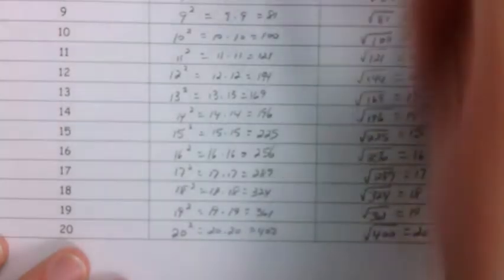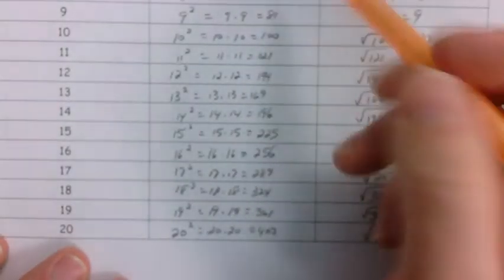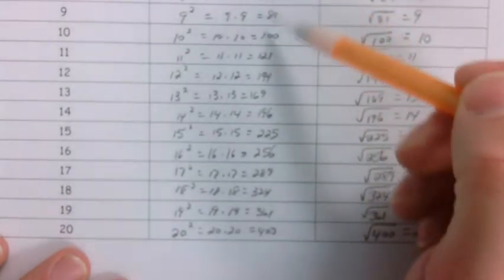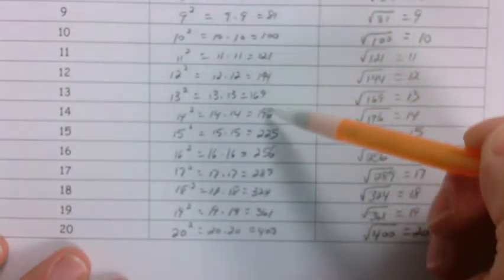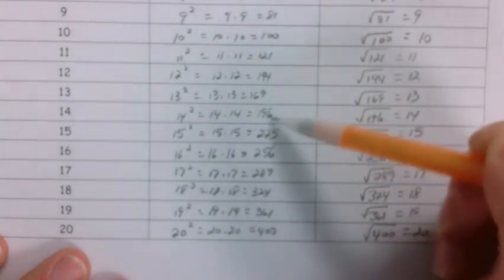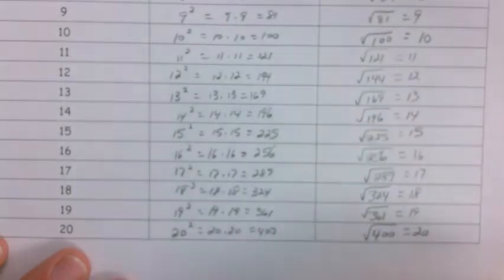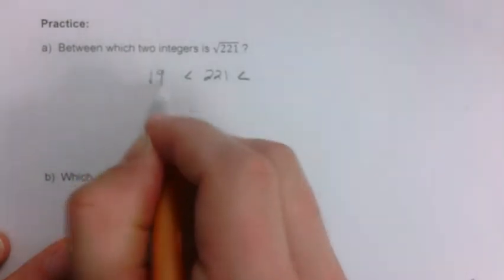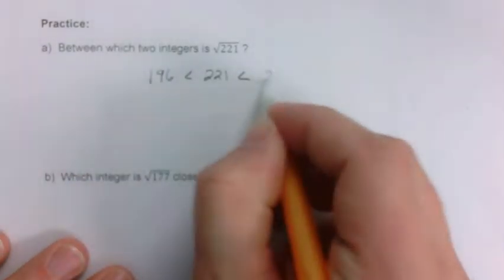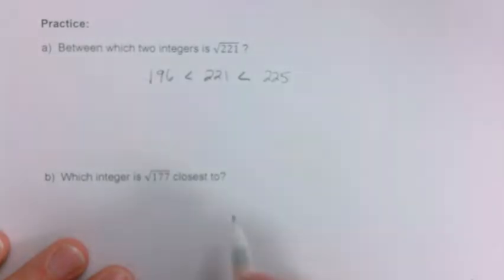All right, well, here's my list of perfect squares in this second column right here again. 221 is going to be between 196 and 225. These two numbers are perfect squares. 221 is between 196 and 225. 196 is less than 221, and 221 is less than 225.